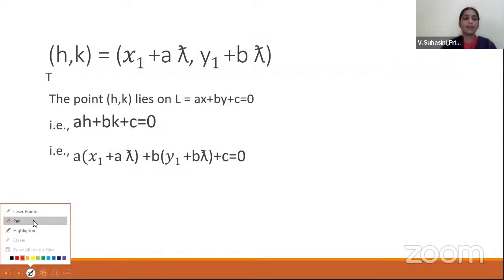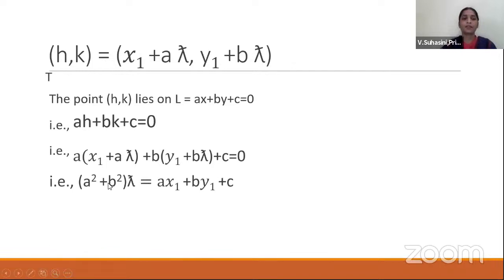After multiplication and rearranging the terms, we shall get, taking lambda common, a square plus b square times lambda is equal to, taking minus common, minus of ax1 plus by1 plus c. A into a lambda, a square lambda, plus b into b lambda, b square lambda. Taking lambda common, a square plus b square times lambda. What remains? ax1 plus by1 plus c. And all these terms are sent onto the right hand side of this equation. Then it will become minus.